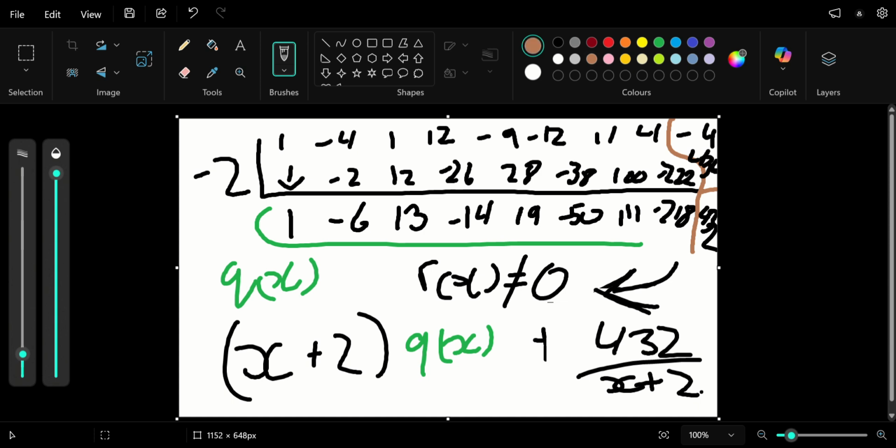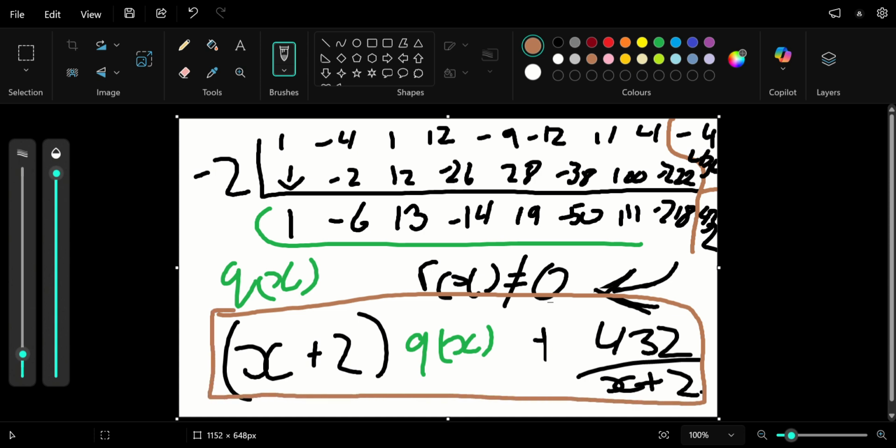And this is the final full form of what you should answer when asked to factorize a high degree polynomial.